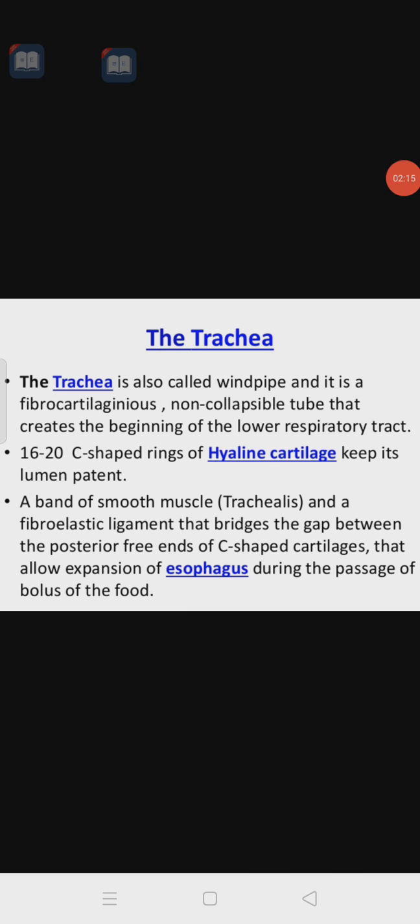A band of smooth muscle and a fibroelastic ligament bridge the gap between the posterior free ends of the C-shaped cartilage, which allows expansion of the esophagus during the passage of a bolus of food. Means what? On the front side the trachea is there, at the back side of the trachea the esophagus is there. Trachea is related with the respiratory system, and the esophagus is related with the digestive system.